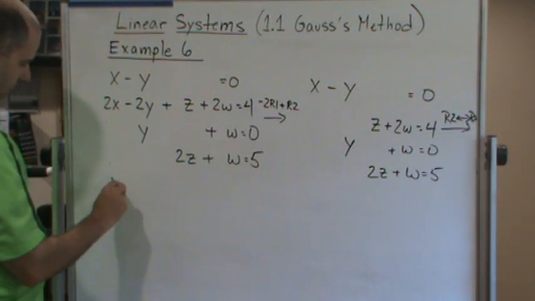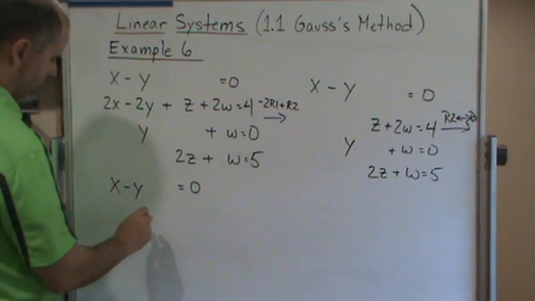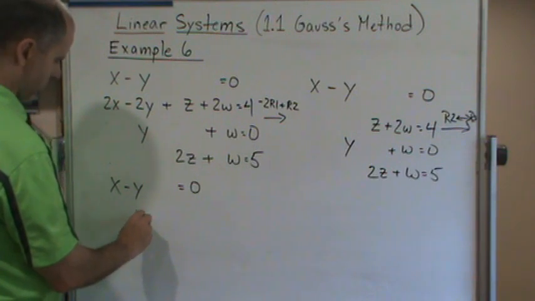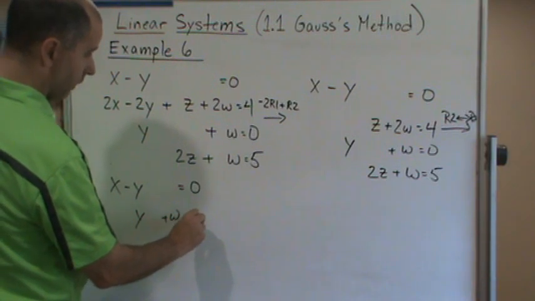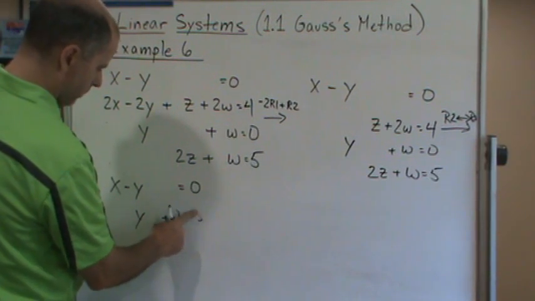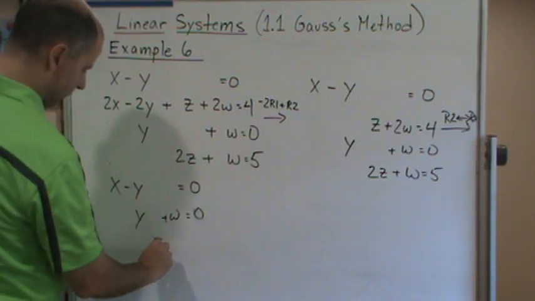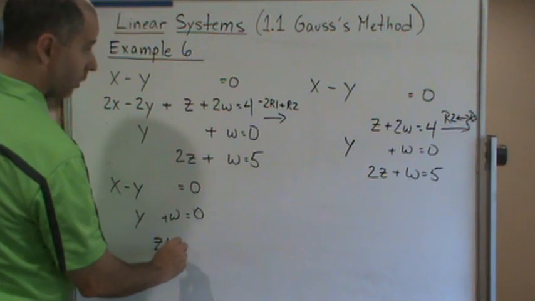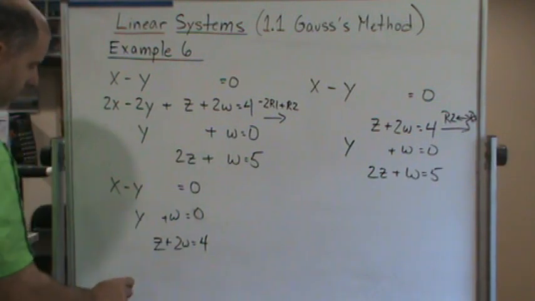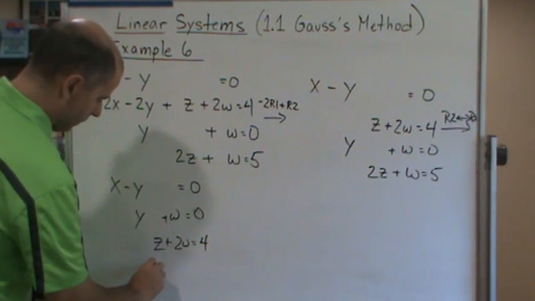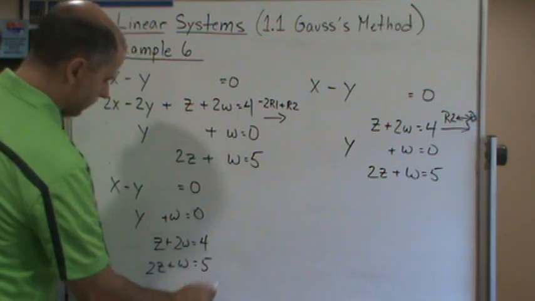So I'm going to get x minus y equals 0, and then I'm going to get y plus w equals 0, and then I'm going to get z plus 2w equals 4, and then 2z plus w equals 5.